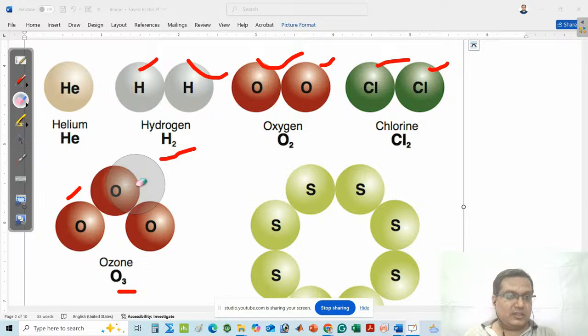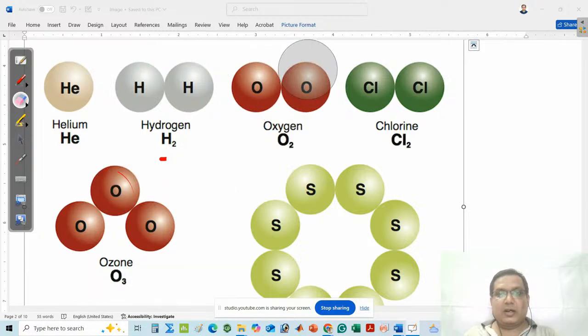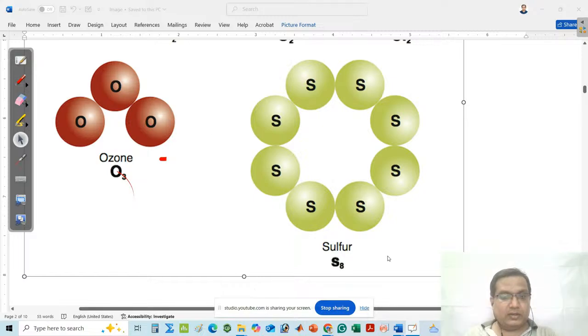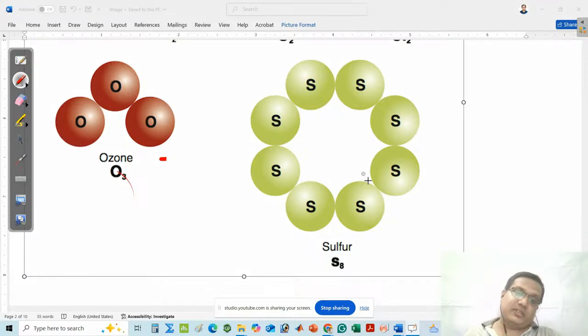Similarly, you can think about the sulfur molecule. Sorry, not sulfur atom. If you think about the sulfur molecule, here eight sulfur atoms are present, so it is said to be an octaatomic molecule. That means depending upon the number of atoms, you can classify the homoatomic molecules into different types. That is monoatomic molecule, diatomic molecule, triatomic molecule, tetratomic molecule, like that. You can classify depending upon the number of atoms.